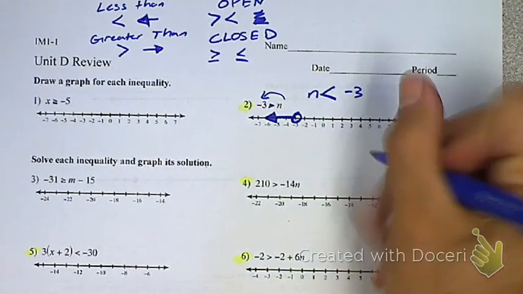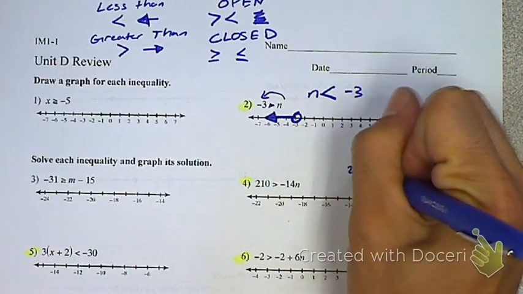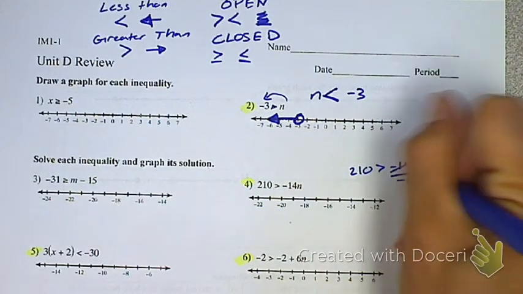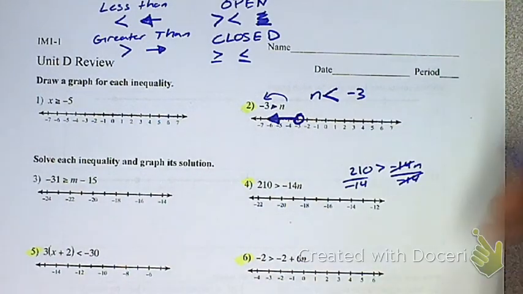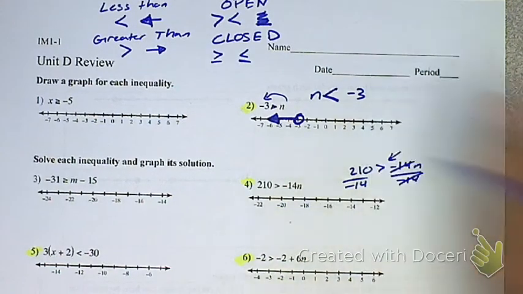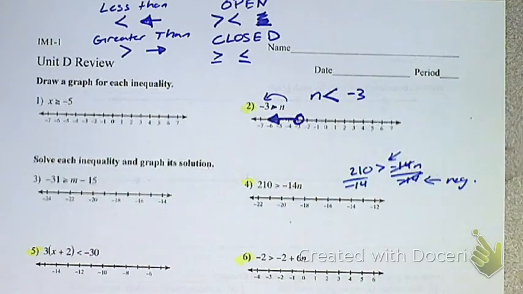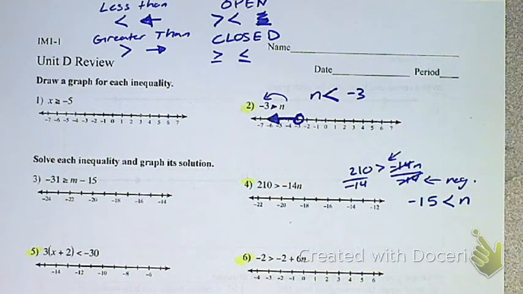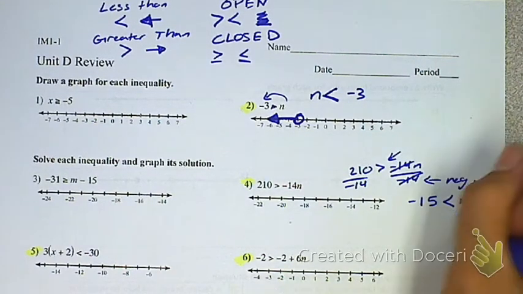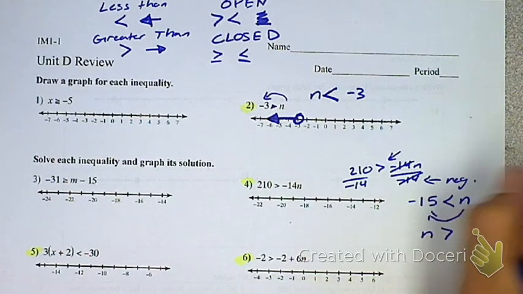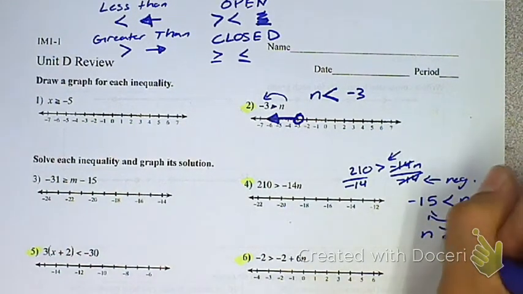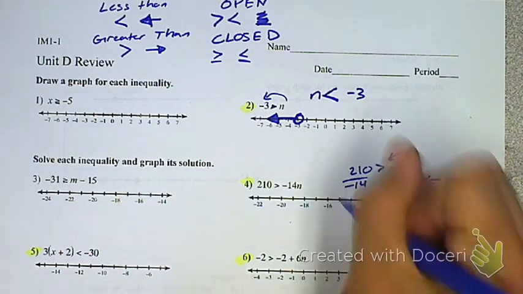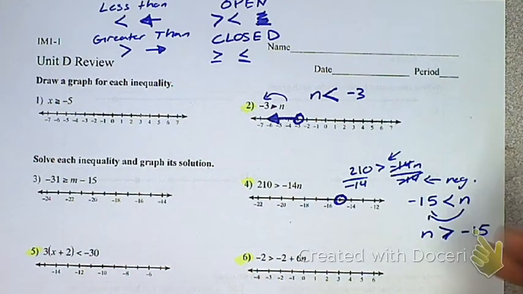Number 4, you have this problem here. You want to divide by negative 14 to get rid of it. Remember, you divide by negative, so now your sign must flip because this number here is a negative. So you get n is greater than negative 15. If we get confused, let's flip it just so we know how to read it, to say that n is greater than negative 15. So on negative 15, it is going to be an open circle going to the right.